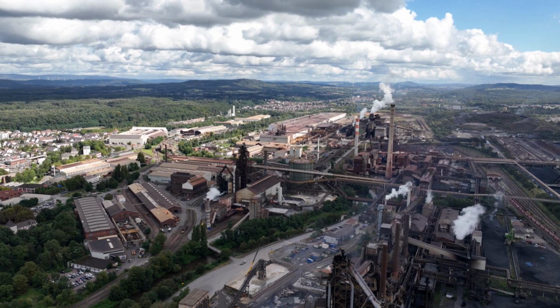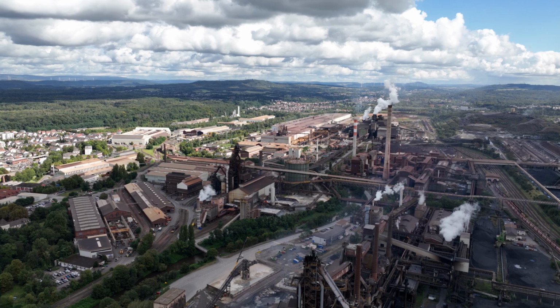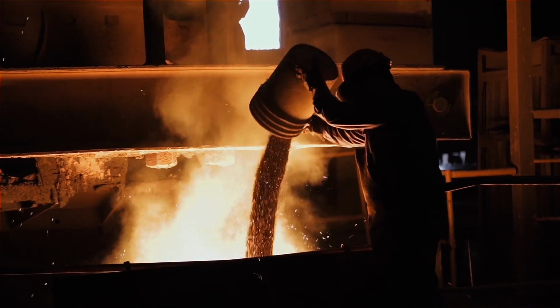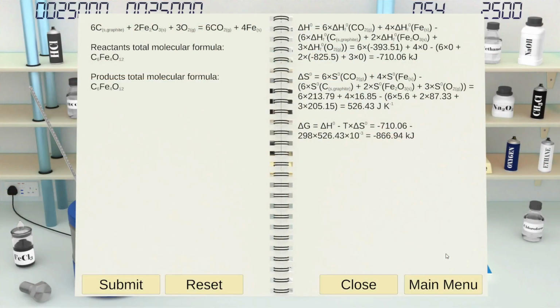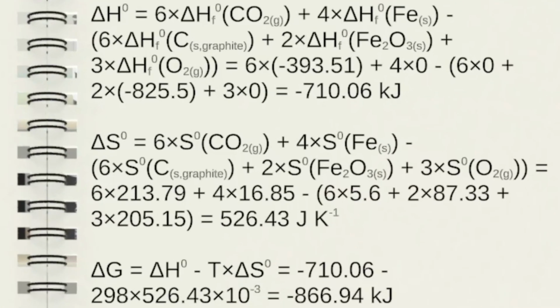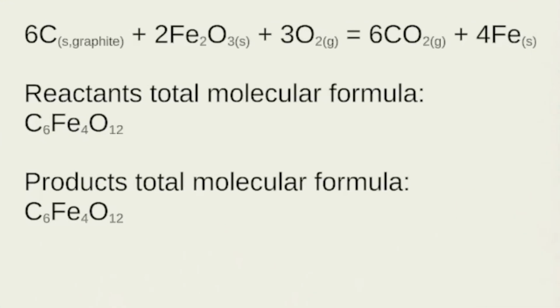In industry, most iron is produced in blast furnaces. Iron ore is mixed with coal. In the presence of oxygen, the reduction reaction takes place. This process may be described by a simplified reaction equation. This is an exothermic reaction with the delta H value of minus 710 kilojoules. Delta S value is plus 526 joules per Kelvin. This combination of delta S and delta H values gives delta G minus 867 kilojoules at 298 kelvins. This means that the reaction between iron(III) oxide, carbon and oxygen that yields iron and carbon dioxide is spontaneous.